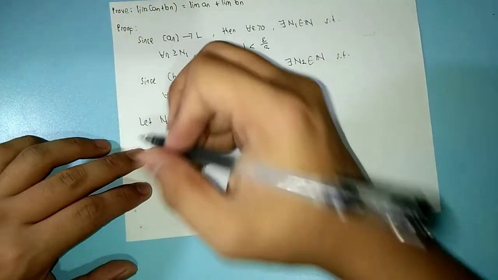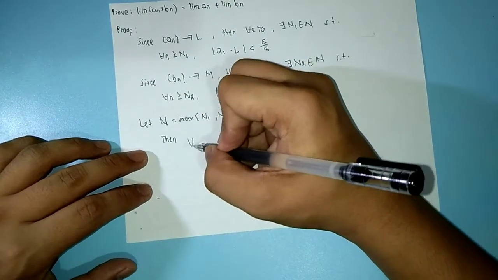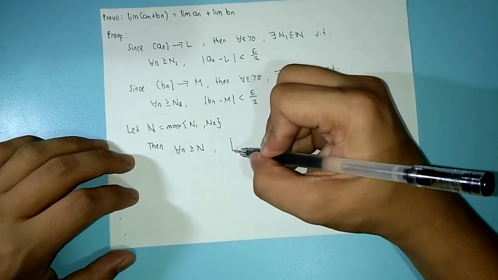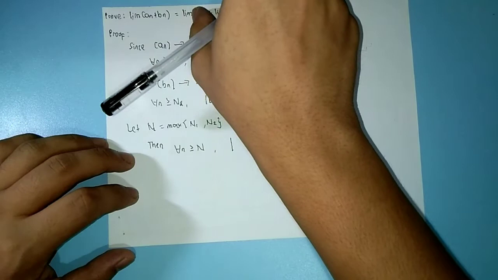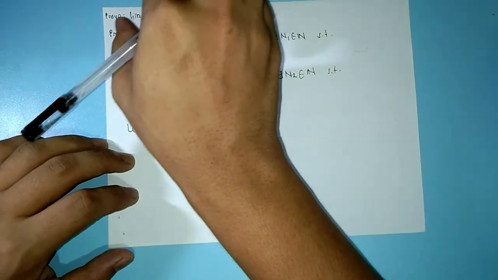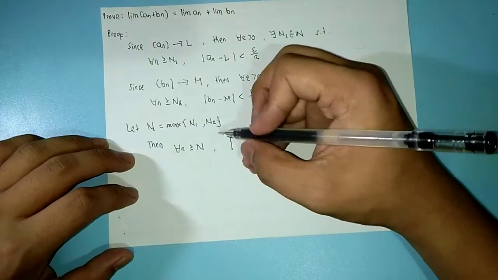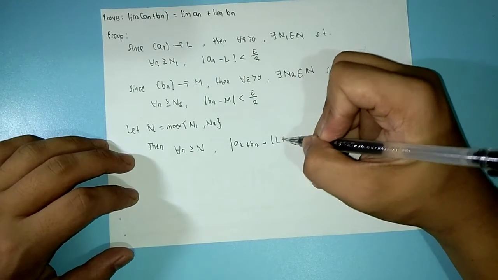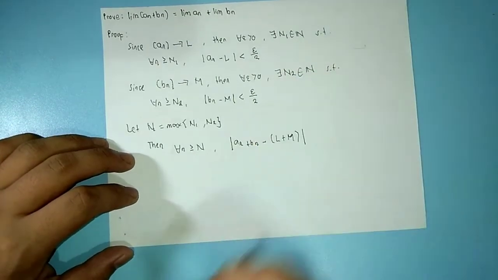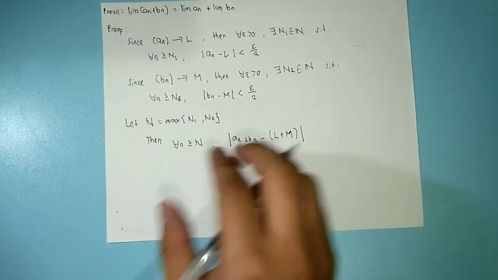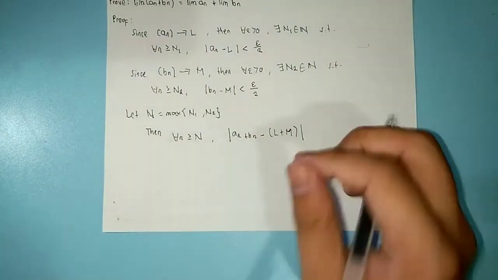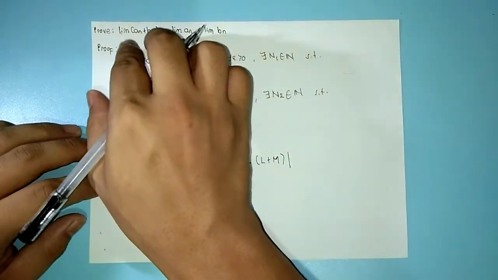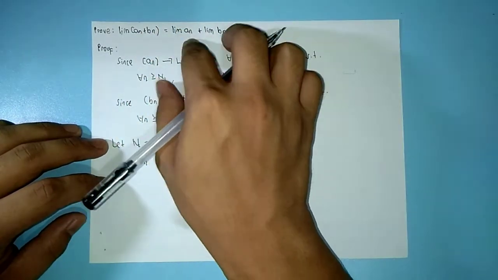Okay? Then, for all n greater than or equal to N, the absolute value... so kailangan ko mapalabas ito. Okay? Kailangan ko mapalabas na yung limit nito ay ito. So, the absolute value of a sub n plus b sub n minus quantity L plus M. So, dapat mapakita ko na for all n greater than or equal to N, ito ay less than epsilon para masatisfy yung definition ng convergent sequence at makikita natin na yung ito ay nagko-converge or equal lang dito.